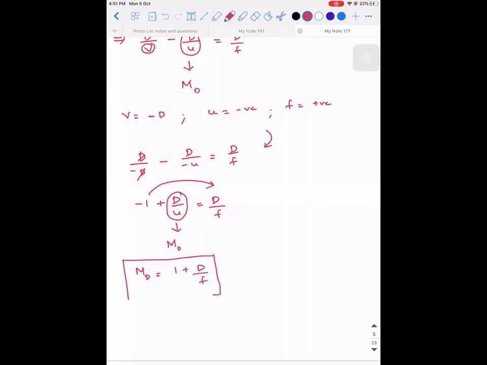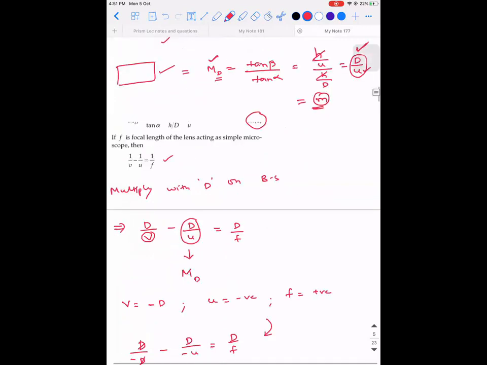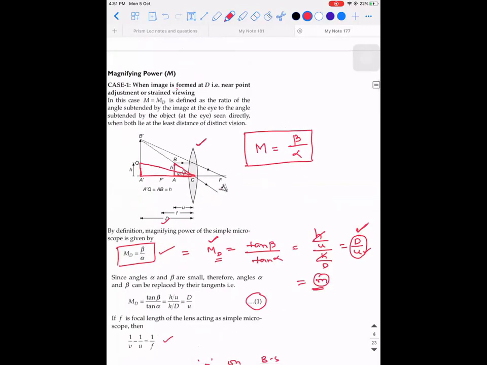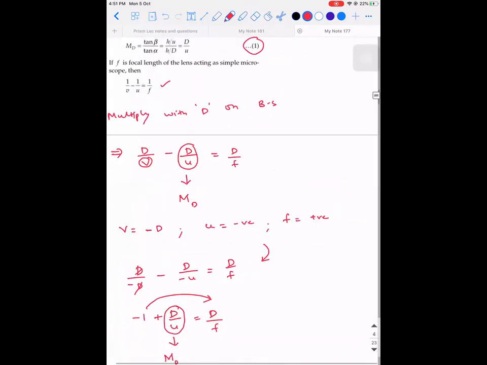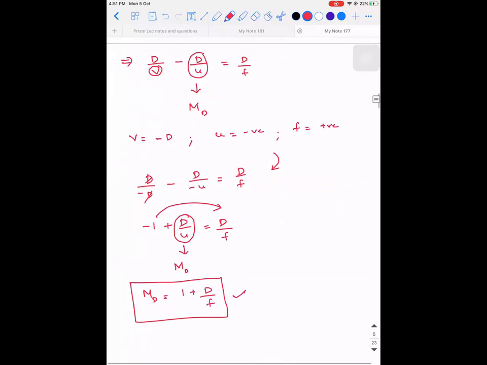So this is going to be the magnifying power of a simple microscope. Under what scenario? Under the scenario when the adjustment is done in such a way that the final image with the help of optical instrument is formed at capital D. Is it clear? Is there any doubt?